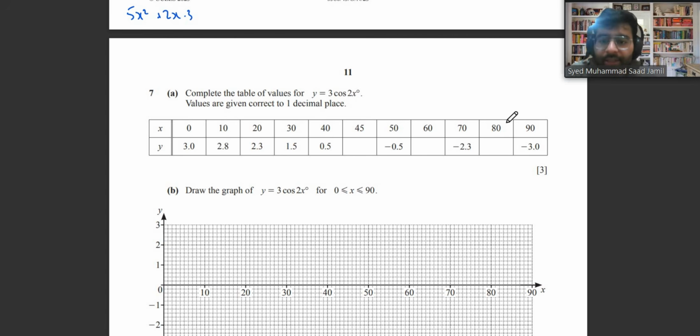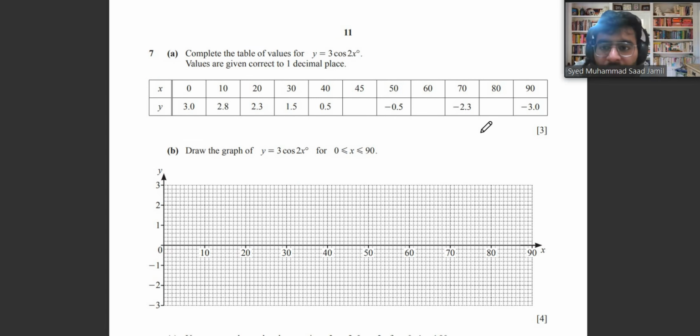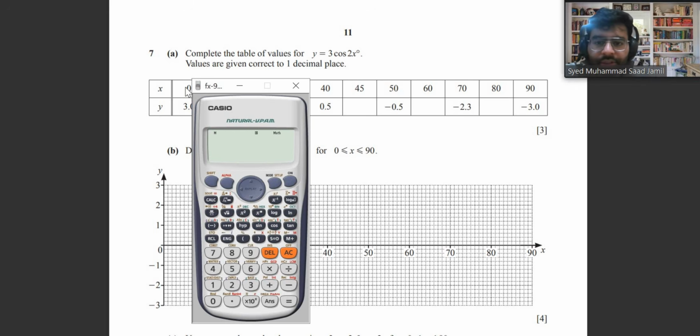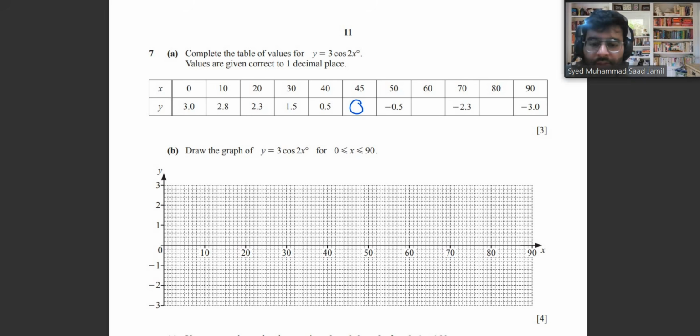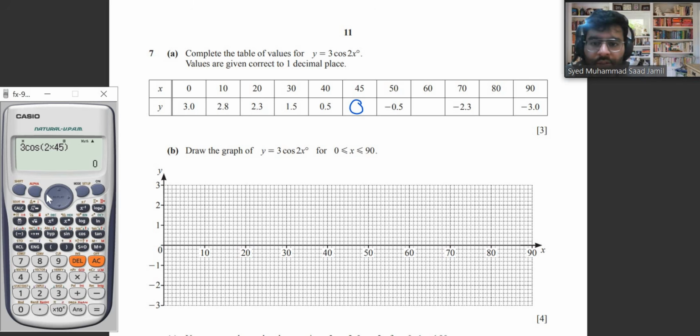Anyways, it says complete the table of the values for y is equals to 3 cos 2x, given the values to 1 decimal place. So for the first question, just write 3 cos 2x. Alright, so we have 2x over here. So just write 2 multiply by, what's the value of x? 45. So this turns out to be 0. The value of y is 0.